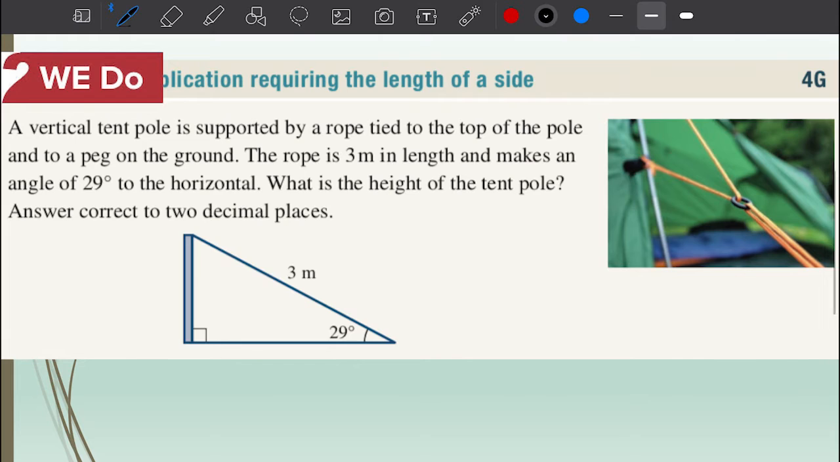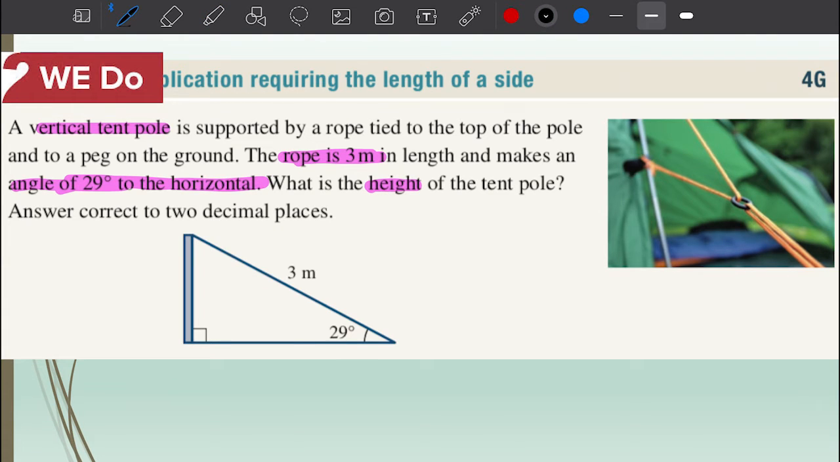Diving into what we're doing today though, these are the kinds of questions we're going to be getting. And what I want you to do when you're solving questions like this is just go through the question and either underline or highlight key things. So we have a vertical tent pole, and a rope is tied to the top of the pole in the ground. The rope is 3 meters in length, and it makes an angle of 29 degrees to the horizontal. What is the height of the tent pole? That's what we're looking for.